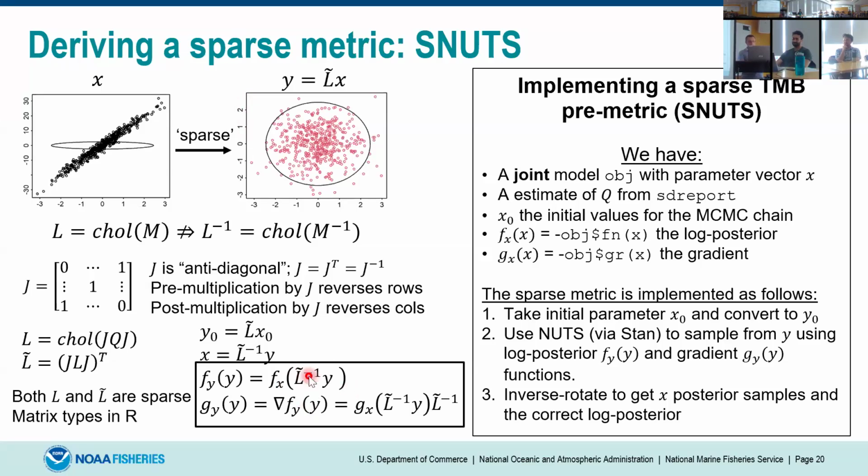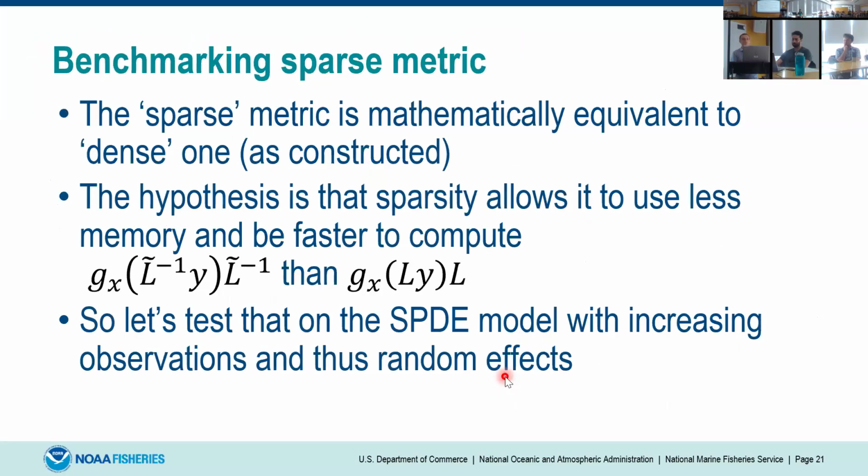So this is basically x, right? Same thing for the gradient, which is the gradient of f. So I just stick, this is x. So now I have fy of y and gy of y. That's it. That's the sparse metric, with some very careful and clever implementation in R code using the Matrix package, dealing with sparse matrices.